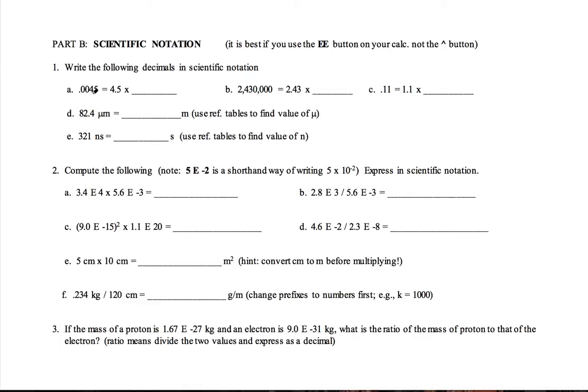So basically we need to identify what magnitude or order of magnitude we need to multiply our base numbers by, right? We have 4.5 base number times something, 2,430,000, which is 2.43 base number times something, and 1.1 base number times something, right? So we need to figure out what those 10 to the somethings are.